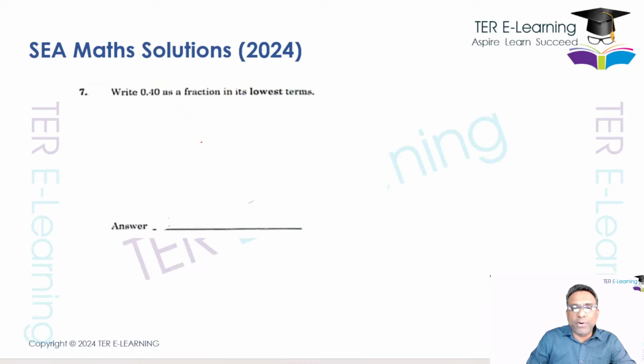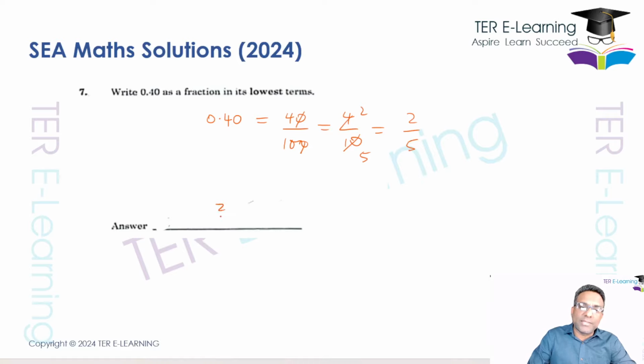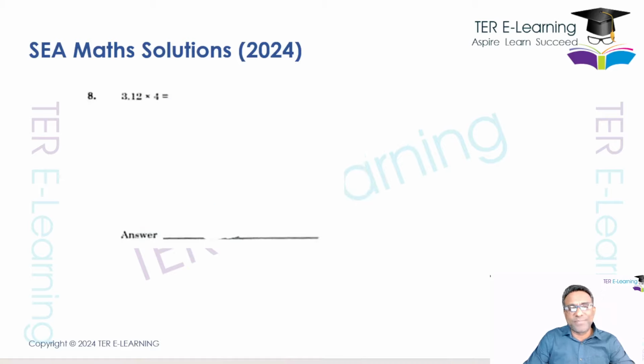This next one, we want to write 0.4 as a fraction in its lowest terms. So 0.40 is the same as saying 40 over 100. You can reduce this even further, so that's 4 over 10. And you can even reduce this further because 2 can go into 4 two times, and 2 can go into 10 five times. So this is going to be 2 over 5. So the answer is going to be 2/5. So that's number 7.